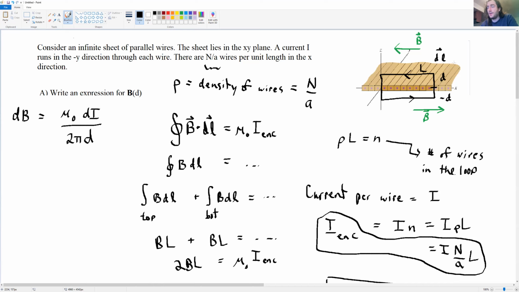Okay, so the first thing to do in a problem like this is maybe play around with the right-hand rule to figure out the direction of the magnetic field. So stick your thumb out of the screen, right, and get that the magnetic field is to the left up top, and then to the right at the bottom. So positive x in the bottom, negative x on top. And then write down Ampere's law and then figure out what you're going to use for your loop.